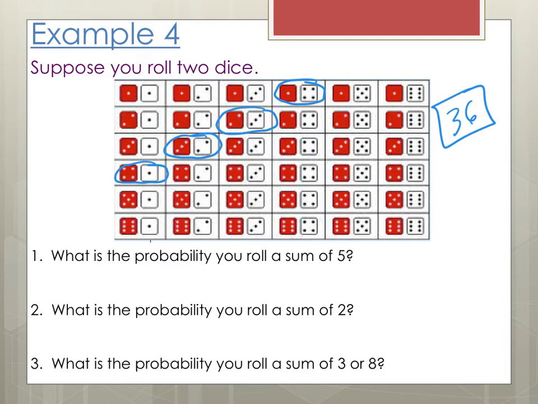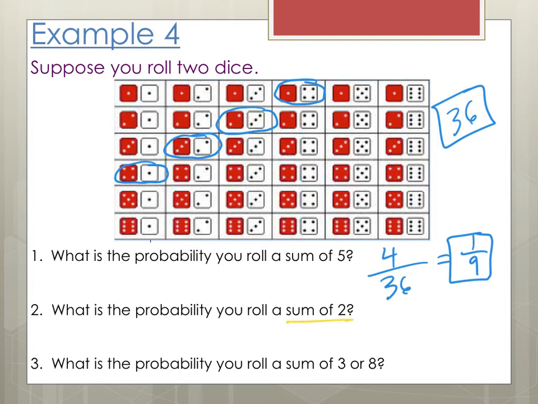So it looks like we have a total of 4 out of 36 total possible outcomes. And so if I reduce that, 4 out of 36 is the same as 1/9, so we have a 1 out of 9 chance that it's a sum of 5. Well, what's the probability that it's a sum of 2?